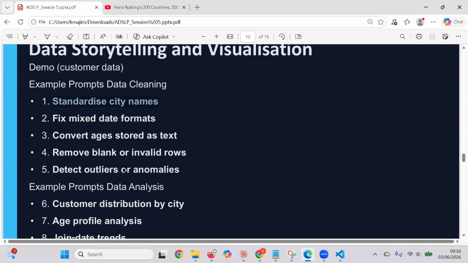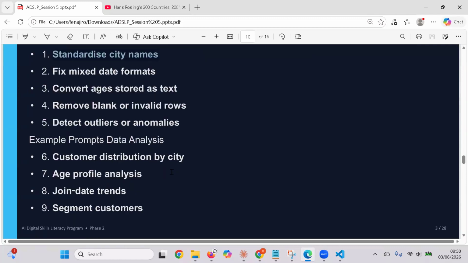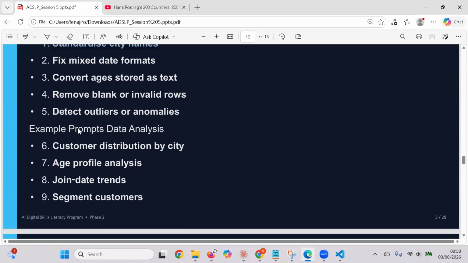Detail outliers or abnormal values, which are not really anomalies, meaning they don't make sense and don't match what we need. Again, the prompt for data analysis: we are going to look at customer distribution by city and age profiling analysis, and what age group is actually buying our product in Manchester.